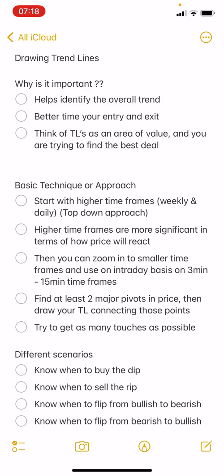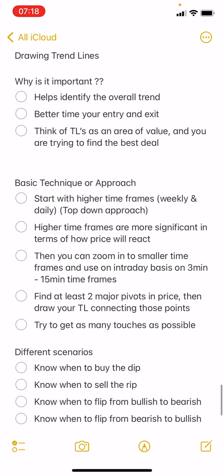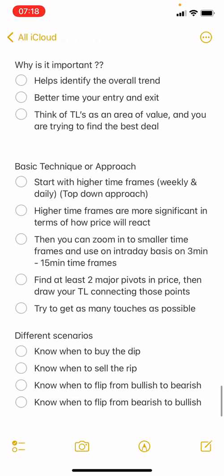I like to think of the trend lines as an area of value, and you're trying to enter at the best deal. It's just like you're shopping. You've got these pair of sneakers that you want, but they're like $150 at this one store. But why pay $150 at the one store when you can get them for $100 at the other store? We're shopping for deals. That's what this is all about.